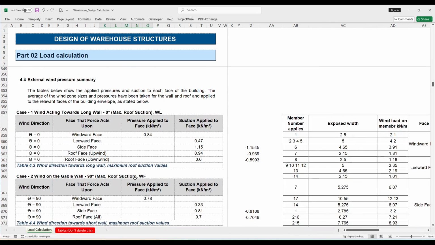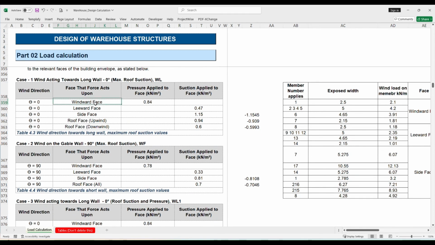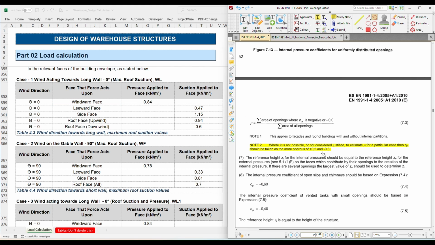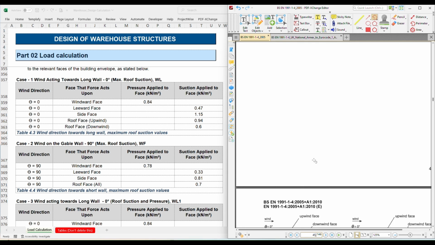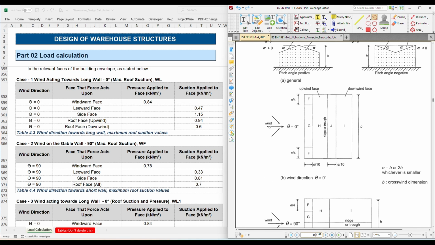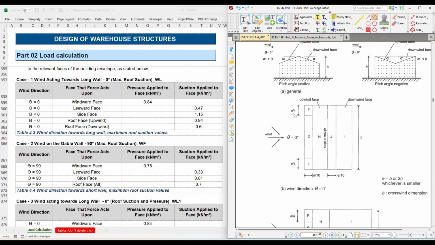Now we are going to create the external wind pressure summary. As we know, there are 4 sides in the building. The windward face is, if you see on page number 45, the image is well explained. This direction is the windward; you can consider this as A. The leeward is opposite to the wind direction, that is 0.47, and for the side face, both side faces, we need to consider 1.15.